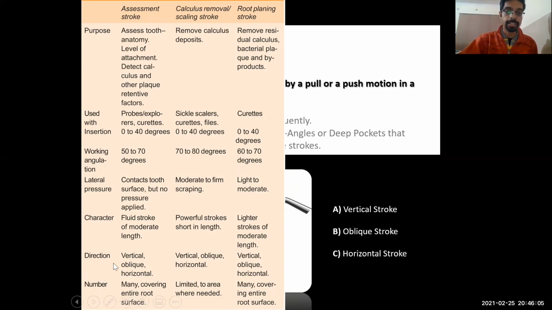Now coming on to the direction of the strokes, this can be vertical, oblique, horizontal, and this can also be vertical, oblique, and horizontal. So these are very important things: working angulation, character, and direction. Anyone can ask: assessment stroke is of fluid nature and moderate length. This is short in length and high in force. This is again lighter and moderate length.